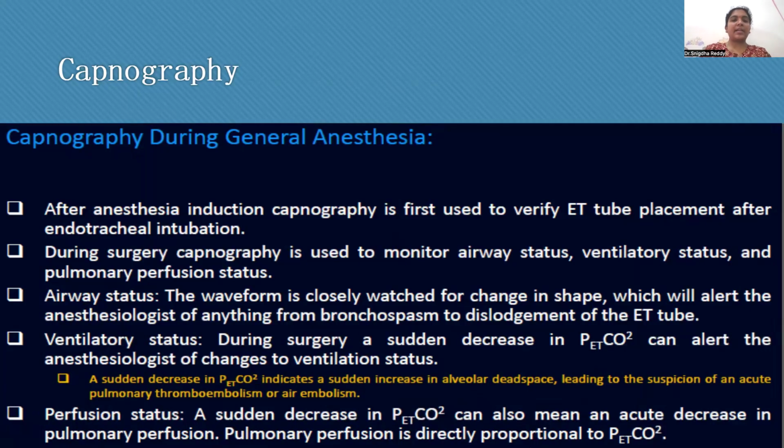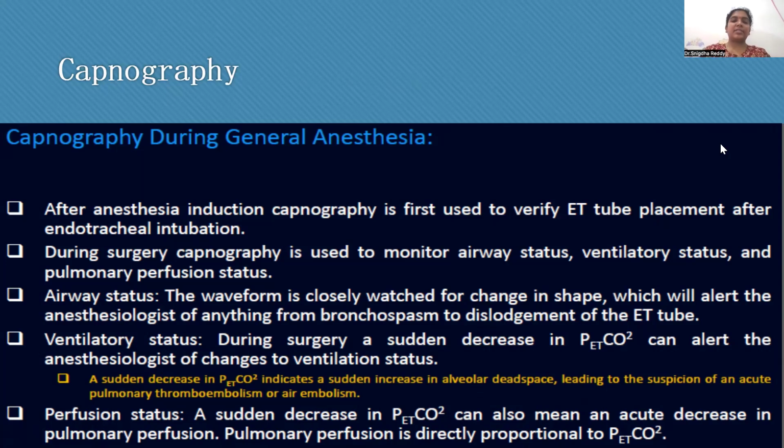After anesthesia induction, capnography is first used to verify ET tube placement after endotracheal intubation. During surgery, it is used to monitor airway status, ventilatory status, and pulmonary perfusion status. Airway status: based on the change in shape, it can detect many respiratory problems like bronchospasm or dislodgement of ET tube, or accidental disconnection of ET tube from the circuit.